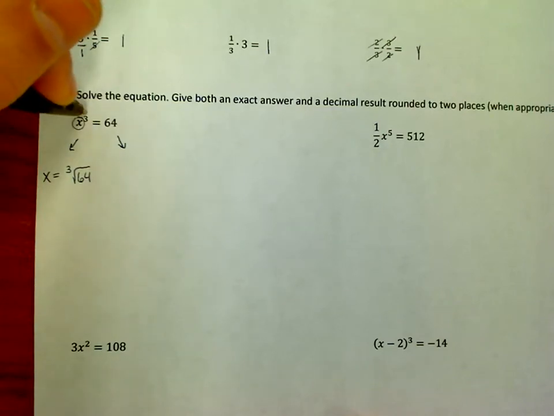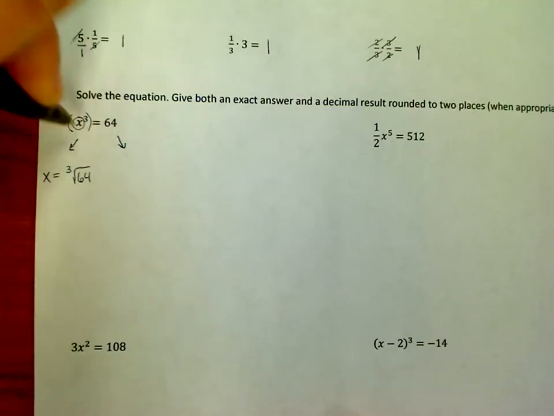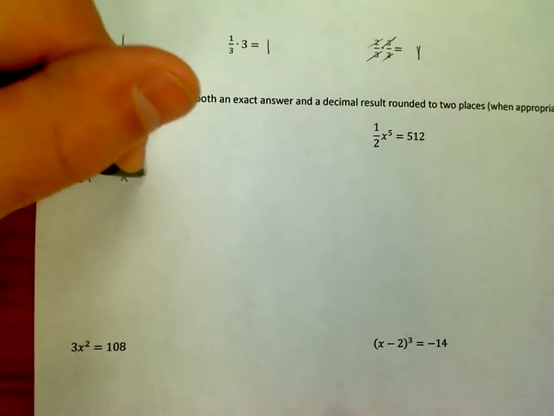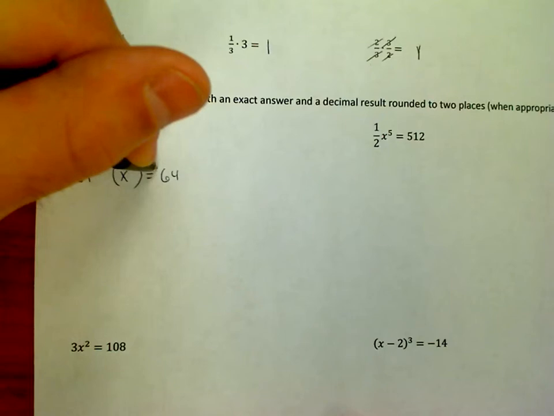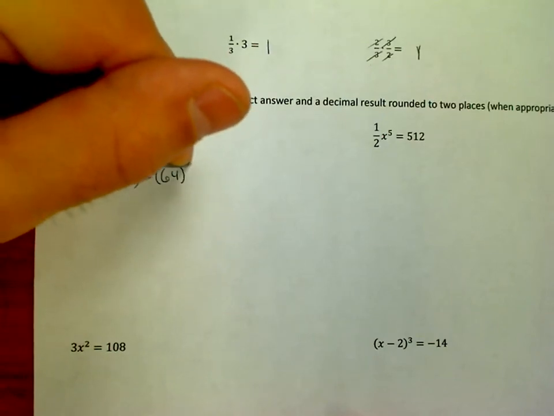Or what I could do is take both sides. Here, let me do it down here instead. x cubed is equal to 64. I could take both sides and raise them to the 1/3 power.